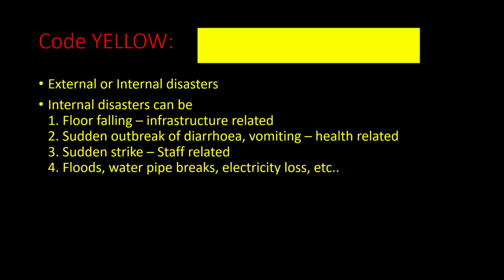Internal disasters may be related to the infrastructure of the hospital. For example, the floor or a roof falling, or a pipe being broken, or water flooding inside the hospital. All these things can be a part of the internal disaster. Here there can be an outbreak of diarrhea, or food poisoning in the canteen, because of which many staff are going to suffer. All these things you can take as internal disasters.